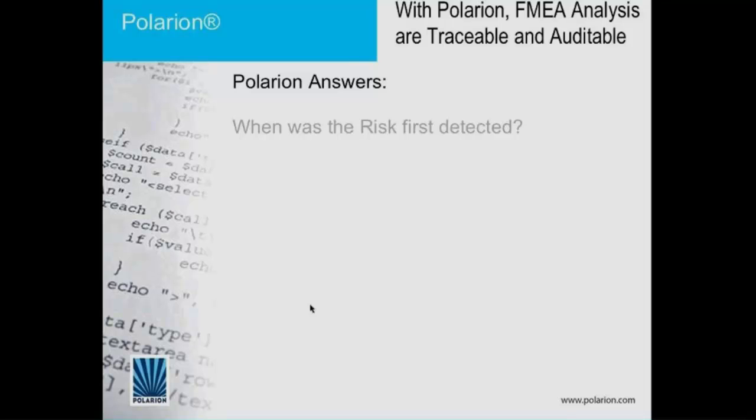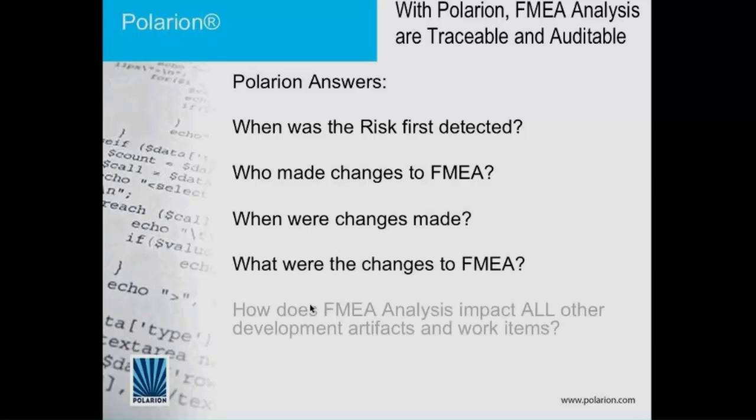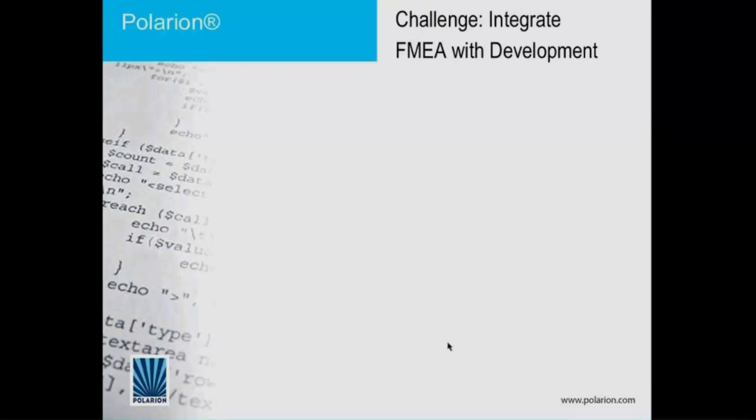So how are we going to do this? We're going to be able to have Polarian answer the question, when was the risk first detected? Who did make the changes to the FMEA risk items? When were these changes made, and what were the changes? And then, of course, how does that FMEA analysis impact all other development artifacts and work items? So we'll start doing this also from the perspective of a project that's already building.